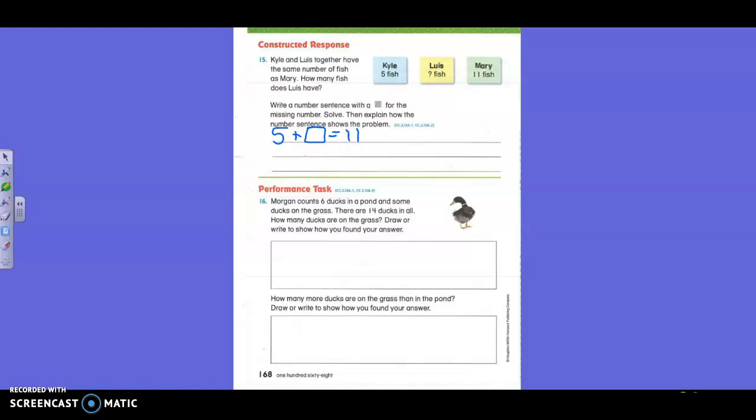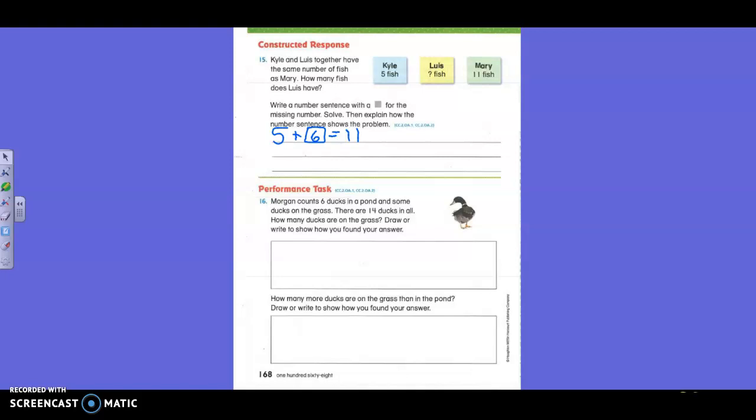Okay, then solve. 5 plus what is 11? I'll let you think about it. Use your number lines if you need to, or however you need to figure it out. 5 plus what is 11? 1, 2, 3, go. Tell me. 6. 5 plus 6. So Lewis has to have 6. Okay, so solve, then explain how the number sentence shows the problem.